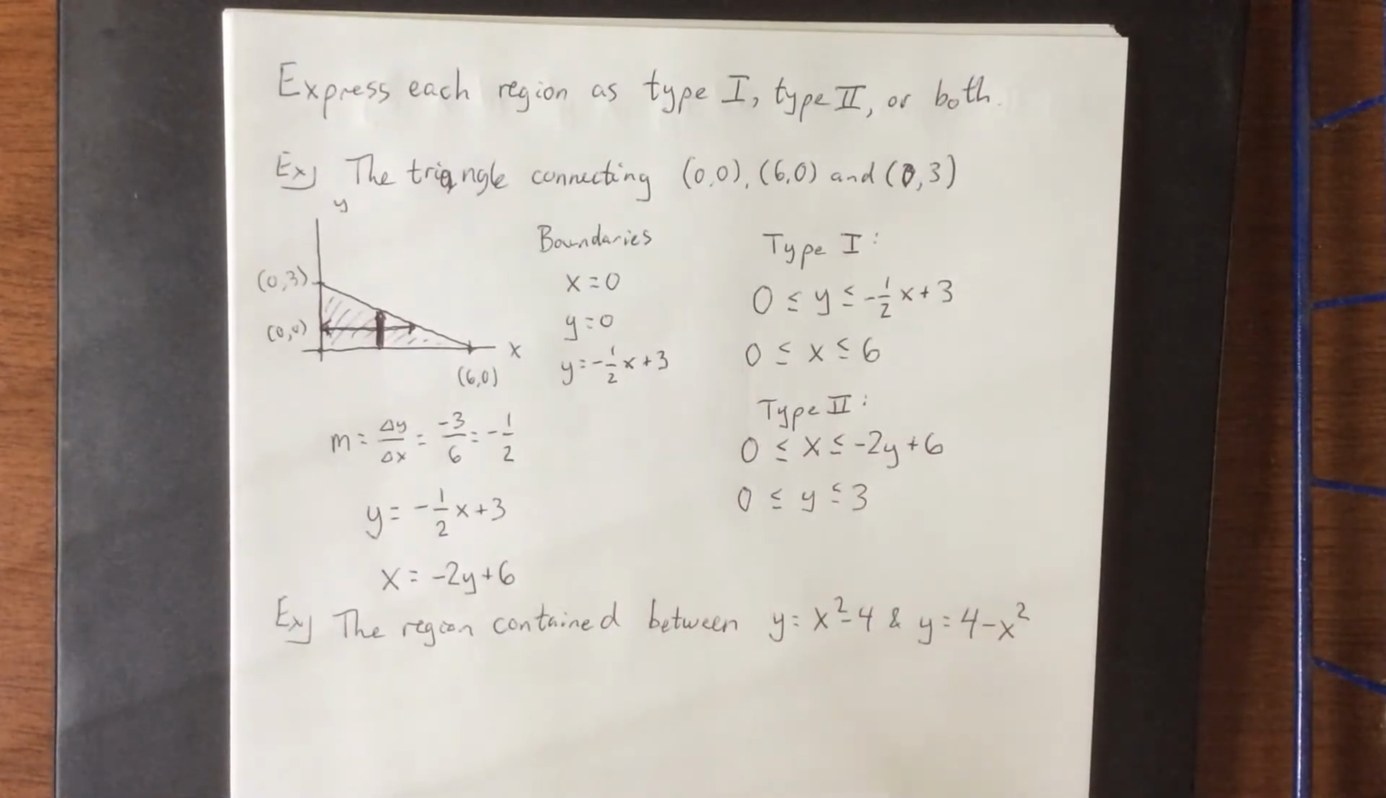Coolio. So this triangle is an example of a region that is easily expressible as both a type 1 region and a type 2 region. Now, which one you want to express it as is going to depend on the type of problem that we're dealing with, but we'll get into that more later.